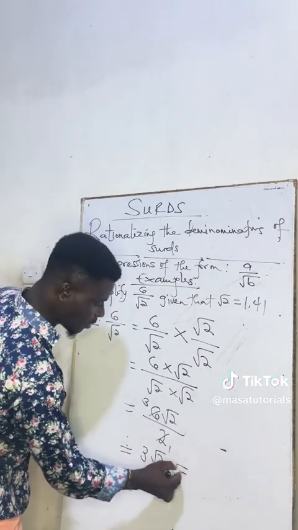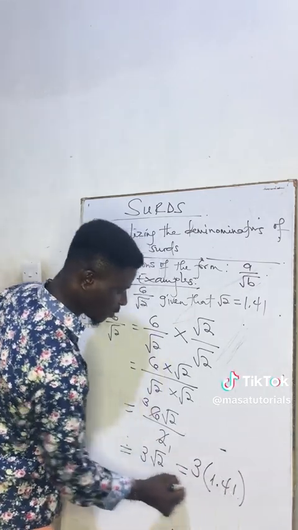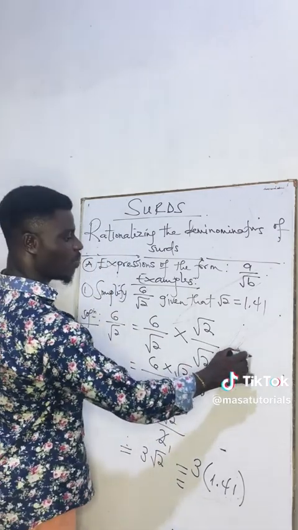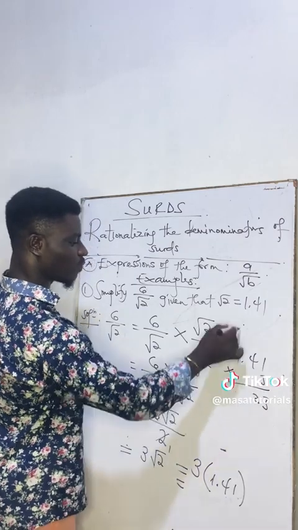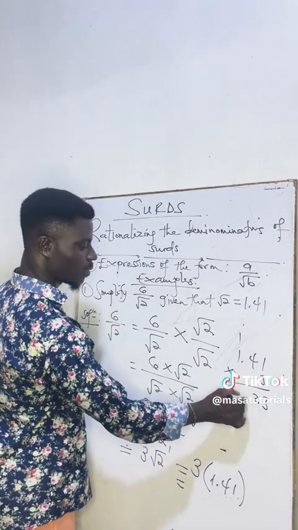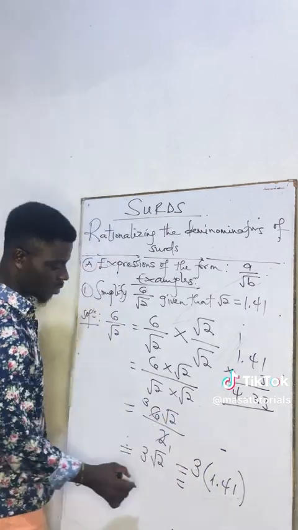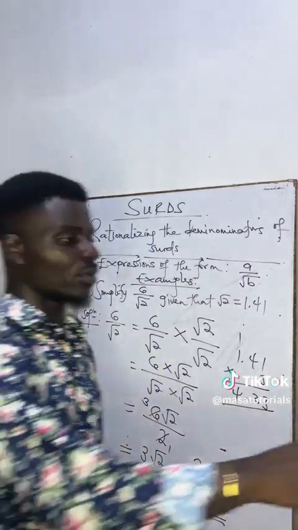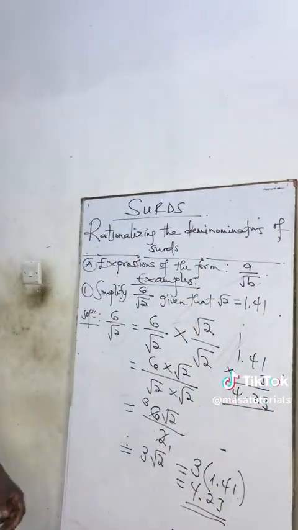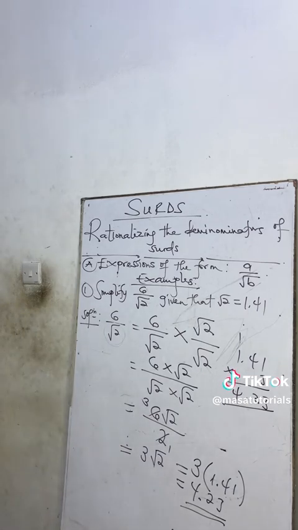So now here, 3 times 1.41, because it's multiplied. 3 times 1 is 3. 3 times 4 is 12. Carry 1. 3 times 1 is 3, plus 1 is 4. So we get 4.23. Very simple. Now let's proceed to the second question.